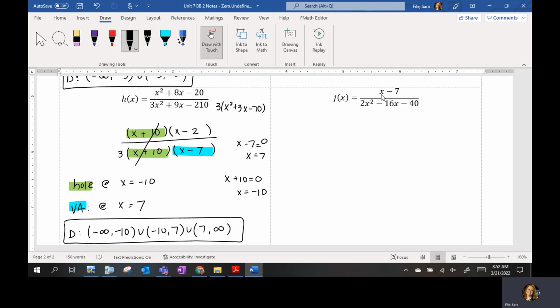Okay, top cannot be factored, but the bottom can. First, I'm going to factor out the 2. Okay, and then I'm going to see if I can factor that trinomial. So what will multiply to negative 20 but add to negative 8?